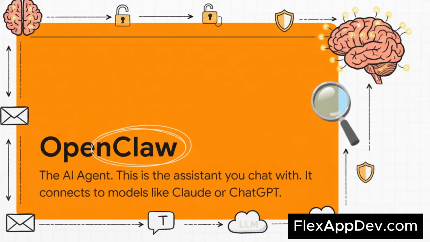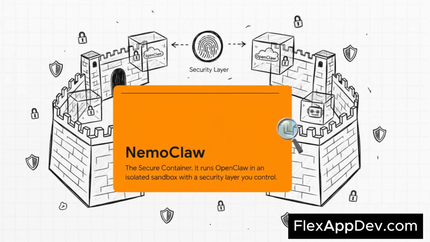First up, we've got OpenClaw. Think of this as the brain of the whole operation. This is the AI agent itself, the part you'll actually be chatting with. It's your personal assistant, designed to connect to those powerful language models and even hook into your other apps, like Telegram or your email.